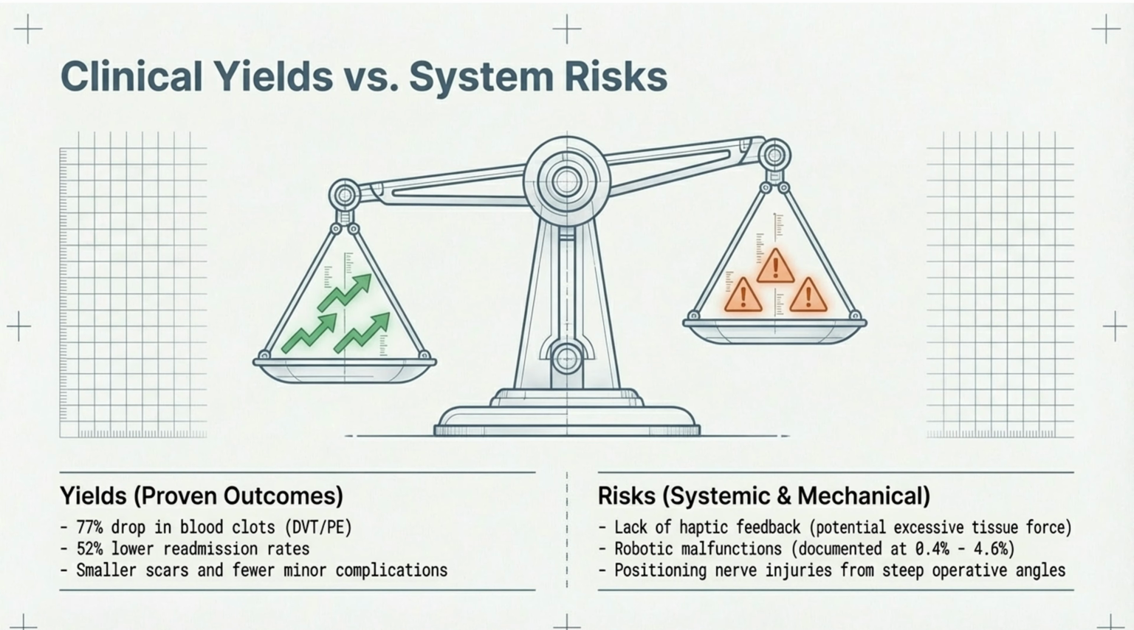Robotic surgery offers improved outcomes like fewer complications and faster recovery. It also reduces readmission rates and improves patient satisfaction. However, risks include mechanical failure and lack of tactile feedback. Balancing benefits and risk is essential in clinical decision making.